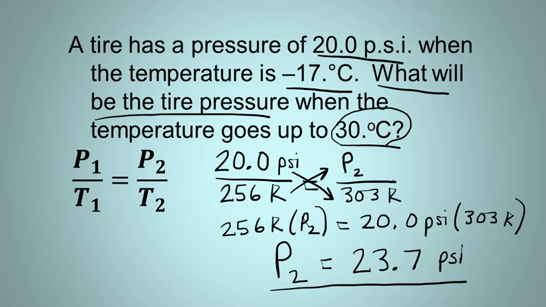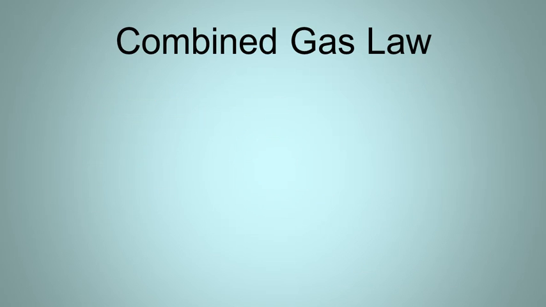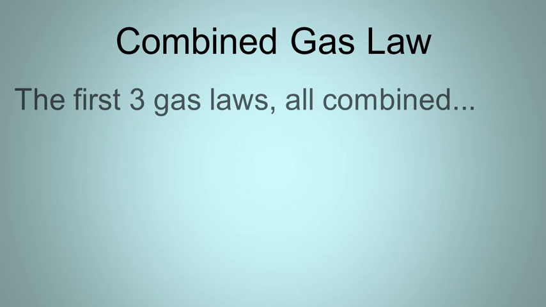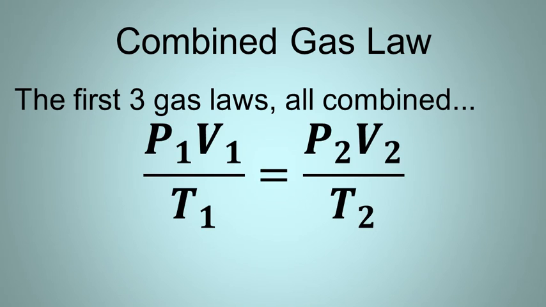We have one more gas law, and this is where we take all three of those gas laws, Boyle's law, Charles' law, and Gay-Lussac's law, and put them all together. And when we do that, we get something called the combined gas law. And it's basically the first three gas laws we mentioned just all combined. So it's going to look like this. P1 V1 over T1 equals P2 V2 over T2. Of course, the temperature has to be in kelvins, just like it has been in all those other gas laws. So temperature always in kelvins.